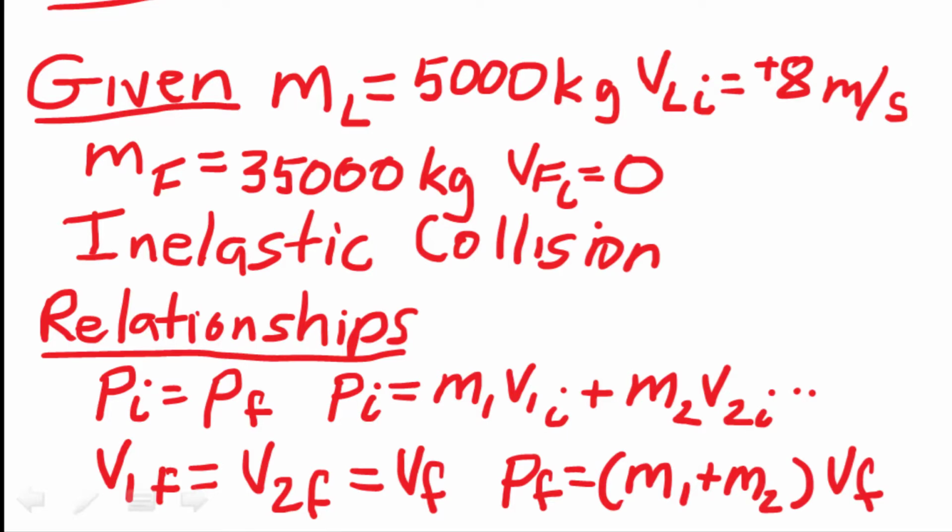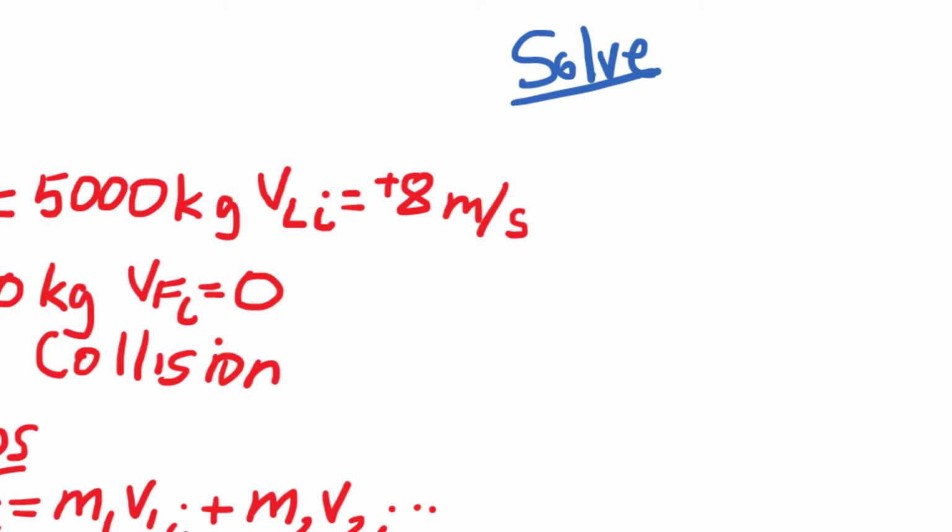So we could put that as our final velocity is going to now be shared. Our final momentum is shared among all of the objects. So we can add up our masses and then just multiply that by a single final velocity. Let's go ahead and solve this problem.